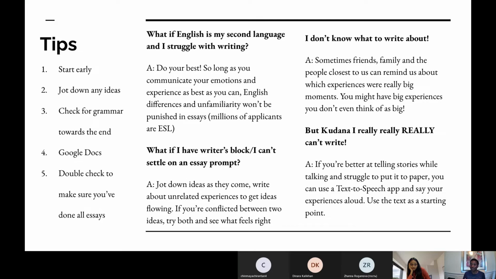And finally, if you really, really can't write, if you're better at talking and telling stories and you really struggle with writing, you can use a text-to-speech app or your phone to just say a story out loud, record yourself talking about that story, and then use that audio as the template for your essay. Obviously, you then want to do grammar checks and spelling checks, and you want to double check that you've done all your essays. But I do know sometimes recording ourselves telling a story or telling our story to someone that we already know will make it much, much easier to write the essay.